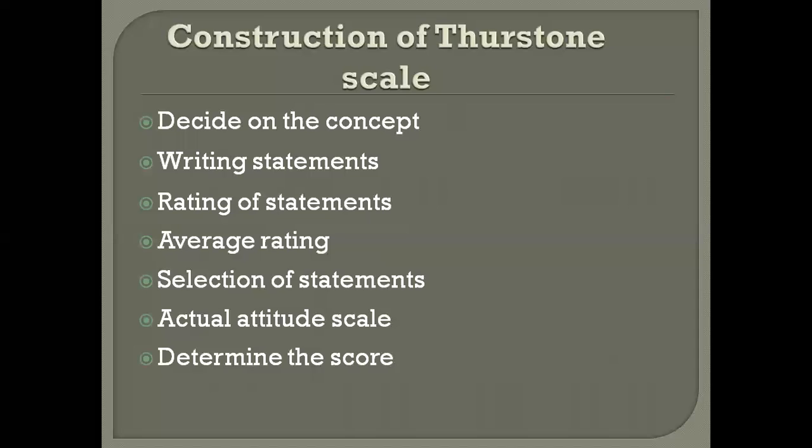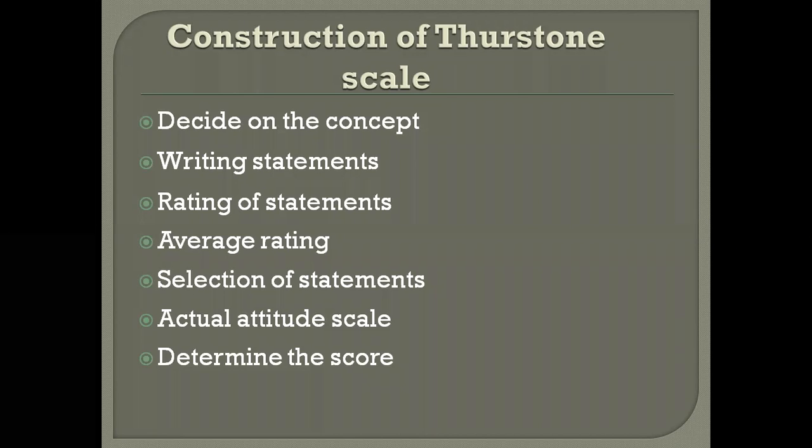Next, construction of the Thurston scale. What are the steps for construction of the Thurston scale or differential scale? Decide on the concept. First of all, we have to decide on the concept or the idea on which we want to develop the scale. Then writing statements. We cannot write questions, we have to write statements. Next, rating of the statements. So giving a numerical value to the statements, say maybe 1 to 5 or 1 to 10. So we will rate those statements.